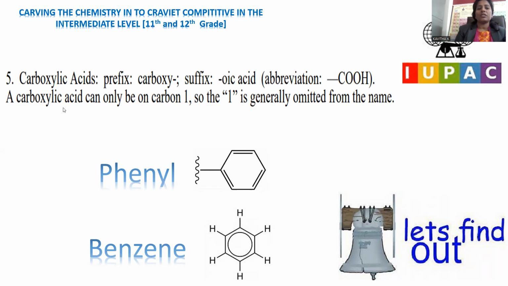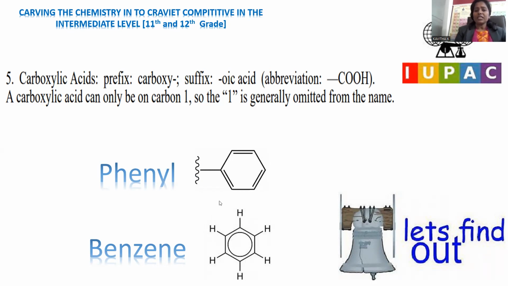Fine. Carboxylic acid can only be represented with one carbon. Then if only one carbon is there in the carbon skeleton, we need not mention one, because if only one is there, we can't say one apple is there, so an apple is there. That's in that way we can explain. In the same way, if only one carbon, we need not mention that one, right?